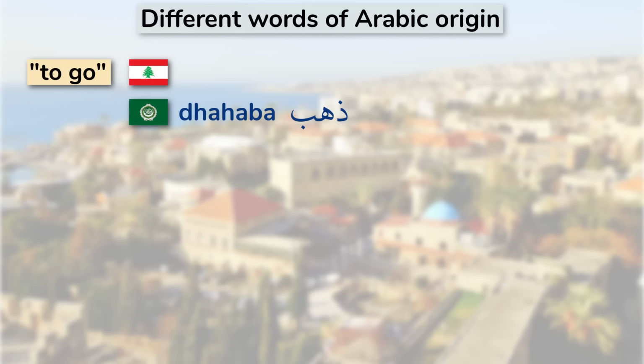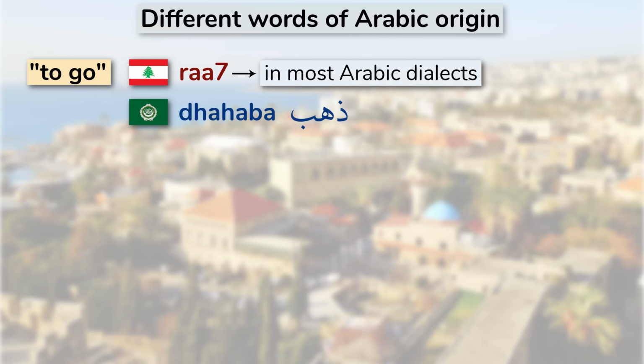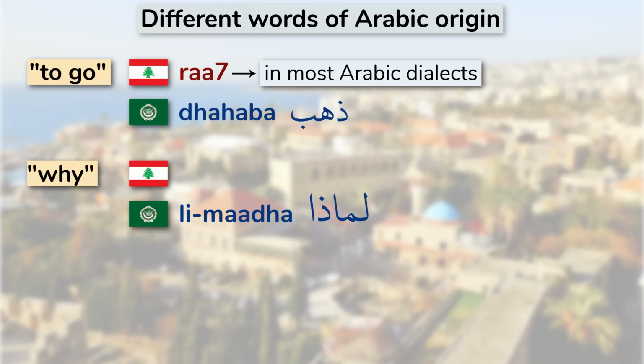Different words that come from Arabic. Like other Arabic dialects, Lebanese Arabic uses some words that are either not used or not typically used in modern standard Arabic, even though the words have Arabic origins. For example, the usual word meaning to go in modern standard Arabic is ذهب while the usual word in Lebanese is راح. This is actually the usual verb for go in most dialects, even though it's not in modern standard Arabic.